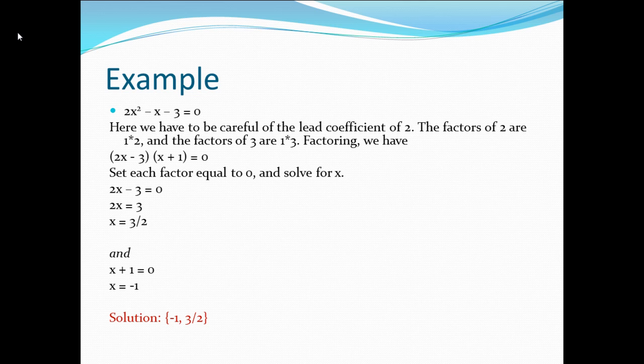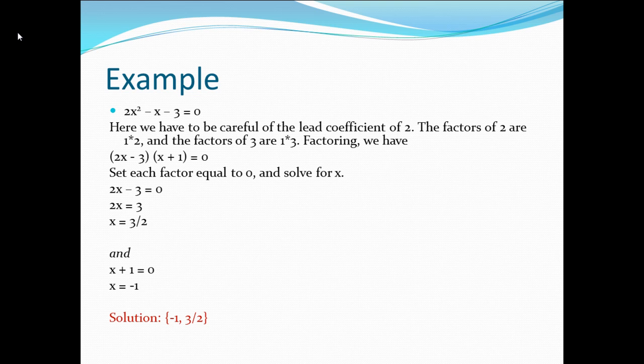So always be sure that you are checking using multiplication. We take each factor then and set it equal to 0. So we will have 2x minus 3 equals 0. To solve for x, we add 3 to both sides and have 2x is equal to 3. Then divide both sides by 2. So x is equal to 3/2.